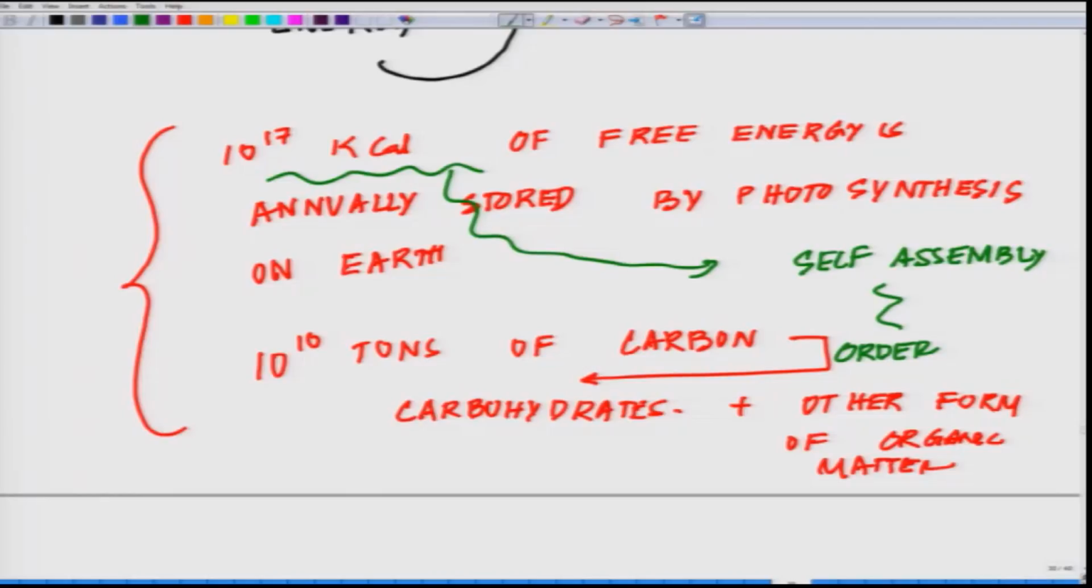Now, the next thing we are going to discuss is how chlorophyll traps solar energy. You need that first source which has the ability to trap solar energy: chlorophyll traps solar energy.